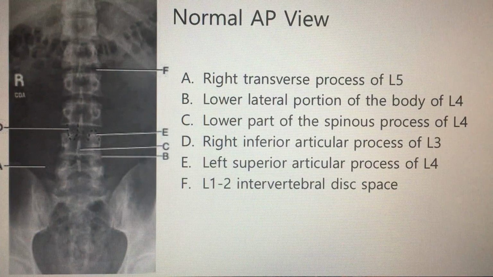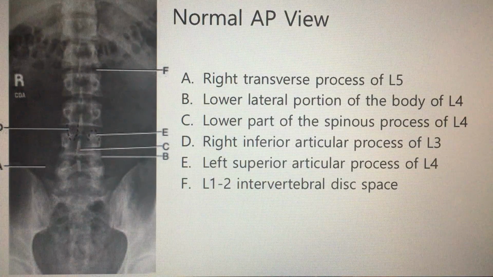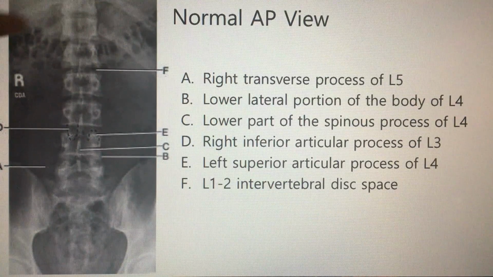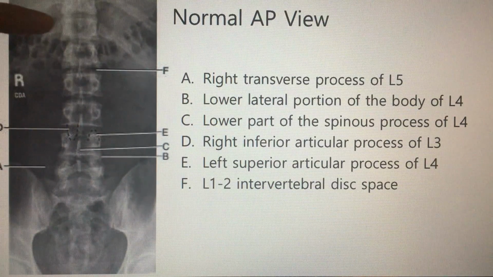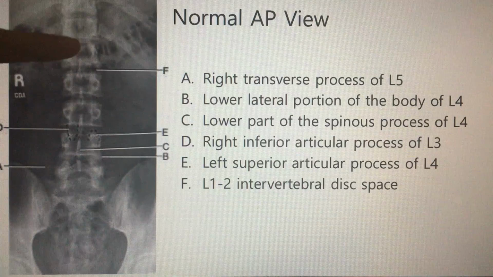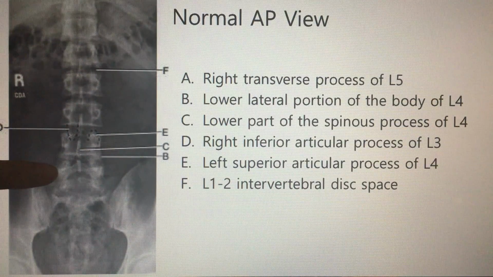If it is a real patient image, it should have patient information. This is the right side. We must know the names of structures in the normal. There's rib, 12 thoracic spine, and 1, 2, 3, 4, 5 lumbar spine.